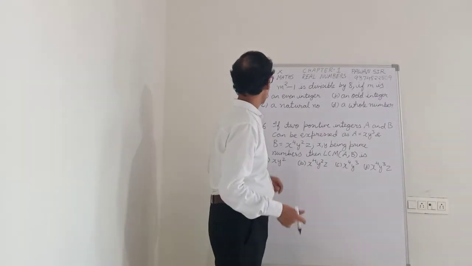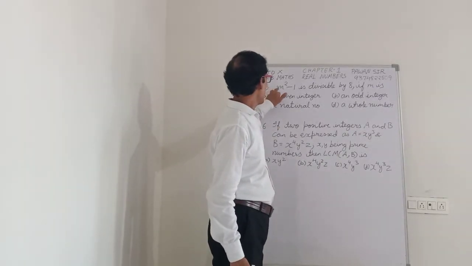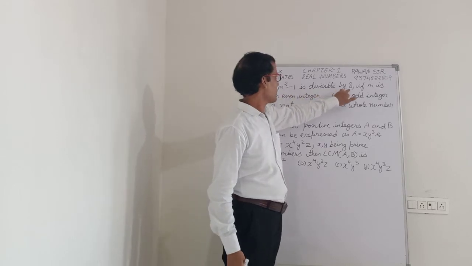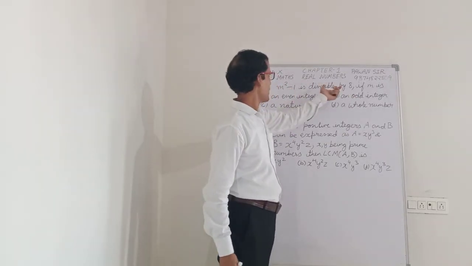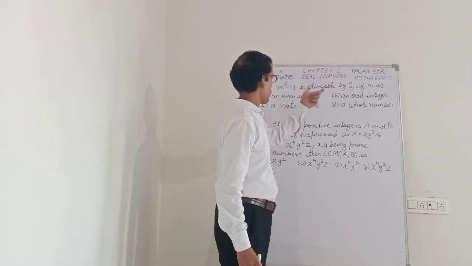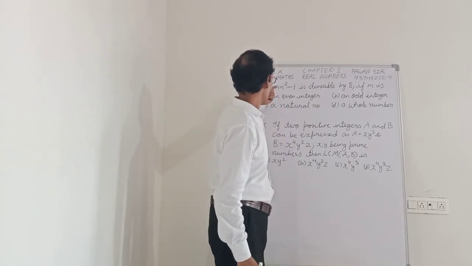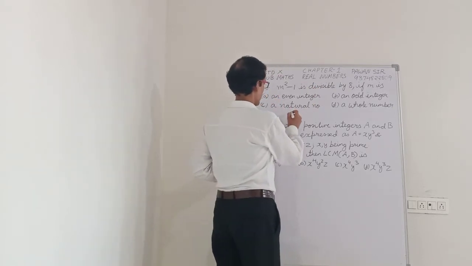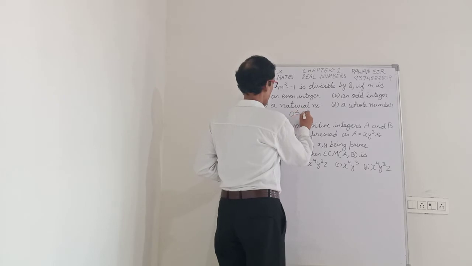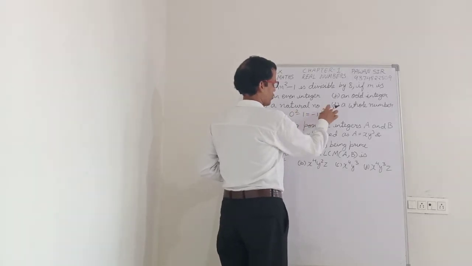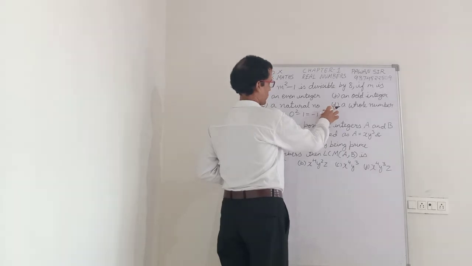Dear students, fifth question now. m square minus 1 is divisible by 8. This is divisible by 8 if m is, four options are given. So suppose m equal to 0. If you take m equal to 0, what we get? Minus 1. It is not divisible by 8. So D is not the right option.